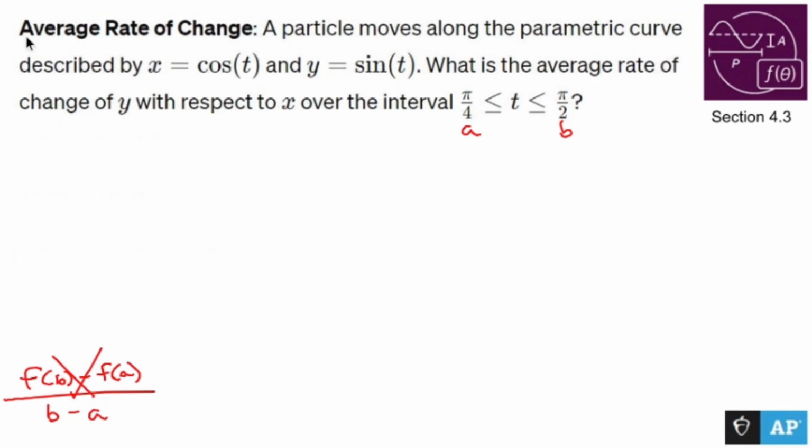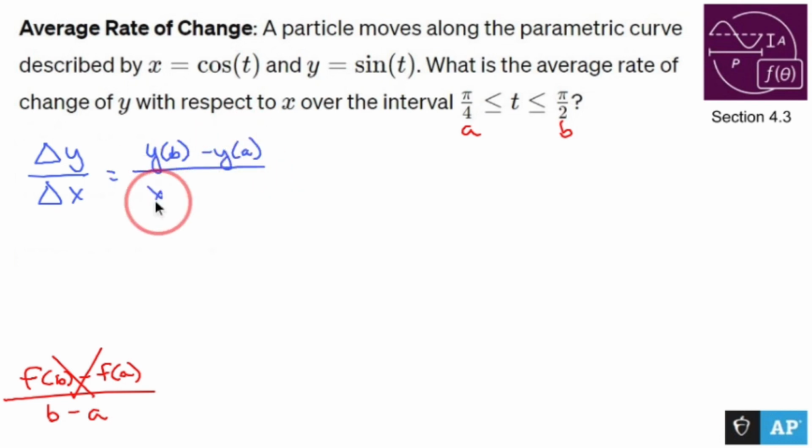What we're going to do is go back to the old school definition of what average rate of change means. Average rate of change is the same exact thing as slope, which is the change of y over the change of x. So we're going to use that concept to figure out the changes of y over the changes of x. In other words, y of b minus y of a over, attached to that, x of b minus x of a.